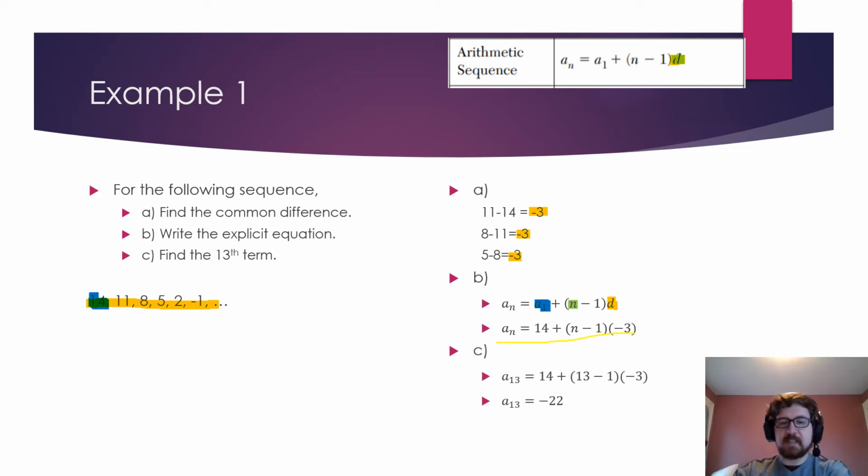Last but not least, find the 13th term. So we're just going to do that by plugging in. We're told that we want to find the 13th term here. So that's why that's 13 and that's 13. We have the same common difference that we did before, the minus 3. And we have the same starting number that we did before, the 14. Throw it into a calculator, do it by hand, I don't mind, but either way, you're going to wind up with this. a13 is going to equal negative 22.